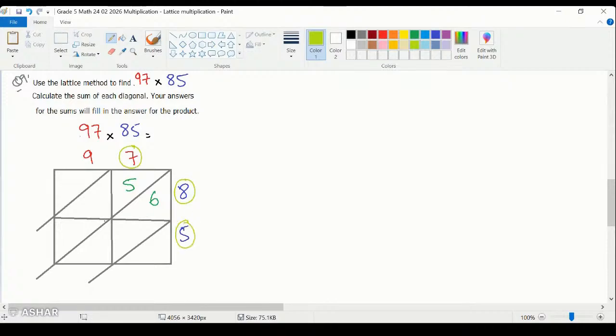7 times 5 was 35. Agreed? 7 times 8 was 56. And 7 times 5 was 35. Okay. Now let's see 9 times 5. If I would say 9 times 8, 9 multiplied by 8 is 72. We can write 7 and 2. And 9 multiplied by 5 would be 45. We can write 4 and 5.